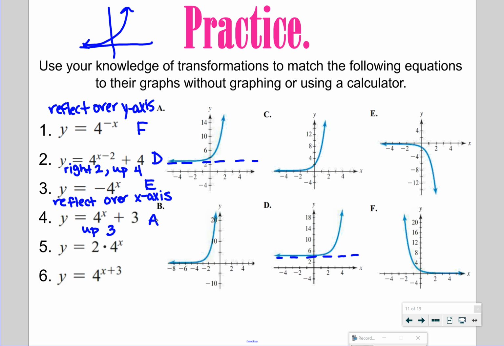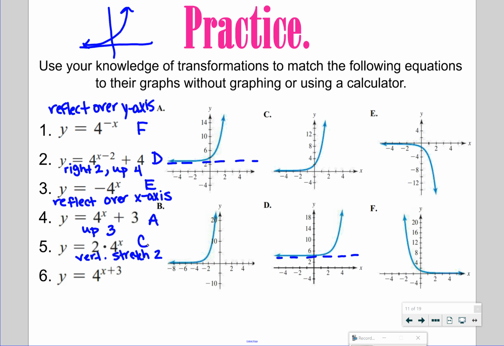Okay. Next, y equals 2 times 4 to the x. So that 2 is going to be a vertical stretch by 2. This one's a little harder to see, but if you're narrowing it down between C and B as your two options here, you can see that B has been shifted a little bit and C has not. C is still in the same location. C maybe is just a little bit taller. If you imagine some taffy kind of pulling it up a little bit, it's a little bit taller.